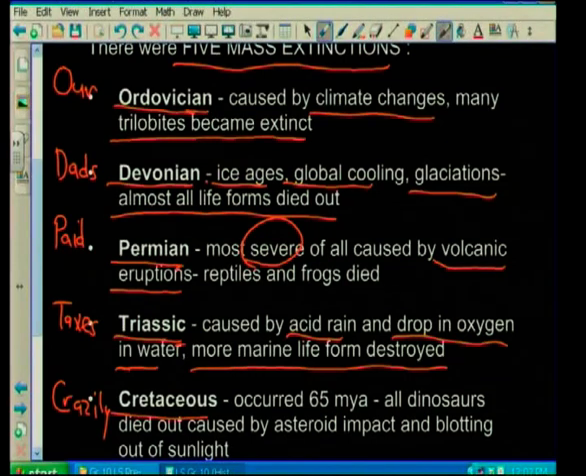I'm correcting myself. The Mesozoic era began with the Triassic period. Right, and it is in this Triassic period that the oxygen levels were low in the water, the levels of the seas dropped, there was acid rain, and therefore there was a big extinction in the marine life. Remember, the Triassic period forms part of your Mesozoic era, the beginning of the Mesozoic era. Right, here is your Triassic, caused by acid rain, and more marine life was destroyed.